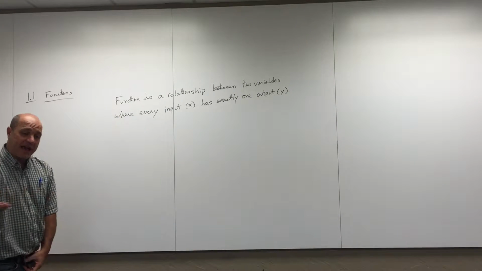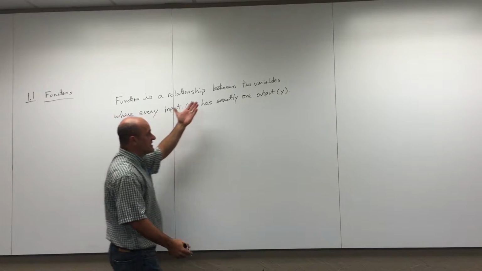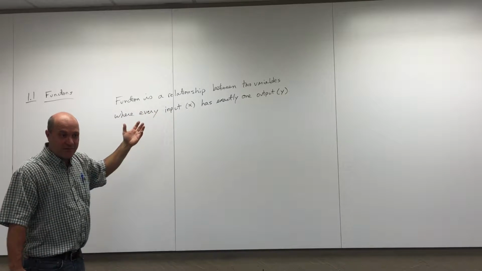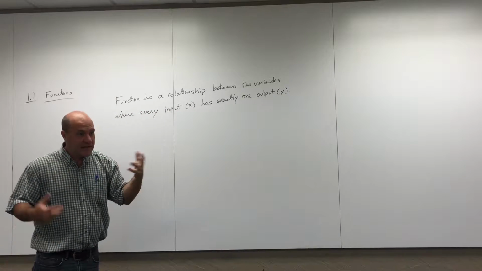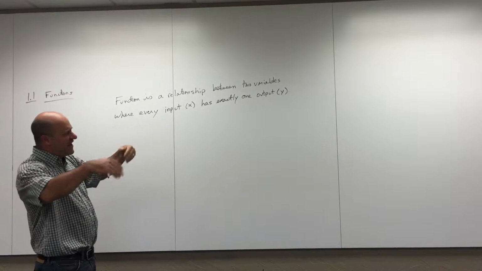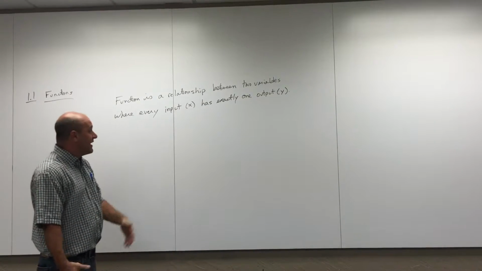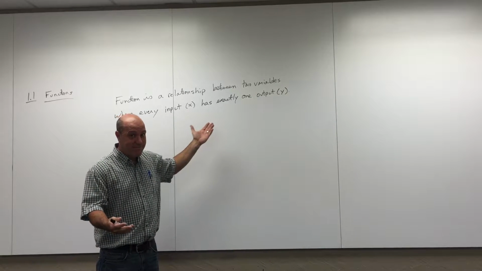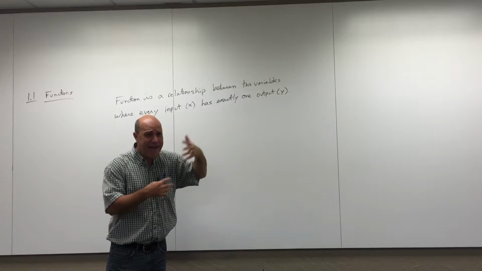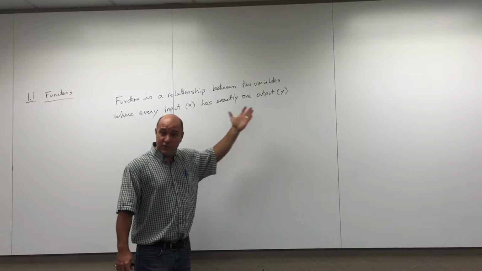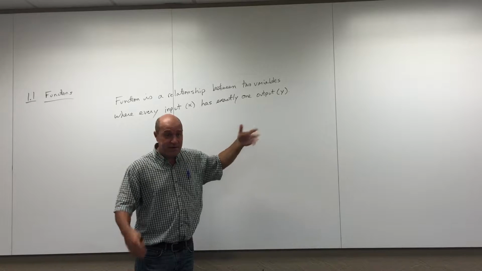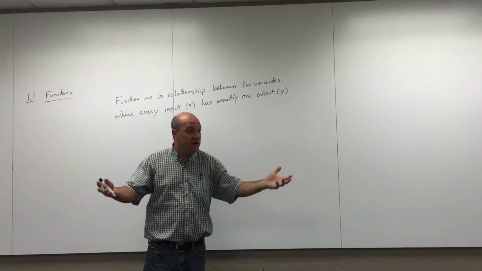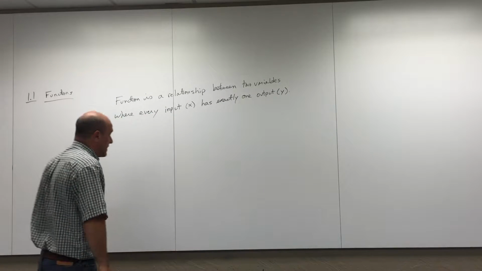To be a function, it's got to meet this definition. Every input has exactly one output. That's to shorten up this definition. Every input has one output. That's what makes it a function. Can you tell right off the bat what would be a violation of that? I guess if you found an input that had two outputs assigned to it, that would be a violation, and it would be a relationship, a mathematical thing, but it wouldn't be a function. We'll look at some examples.